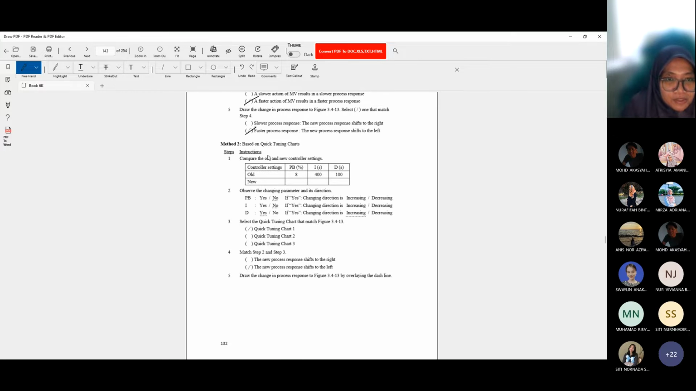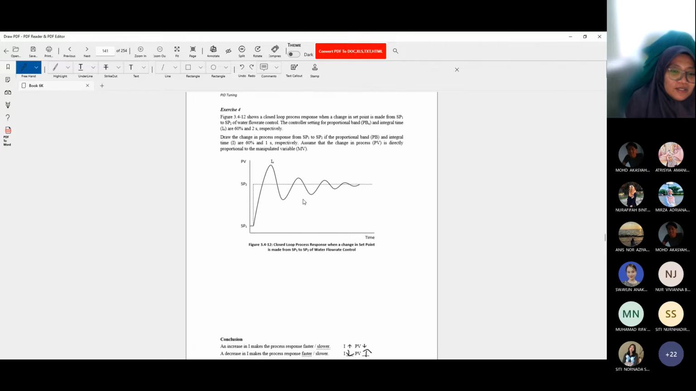Okay, so we do it based on the quick tuning chart now. Enter step number 1 again: 400, 150. So the same thing, PB no, I no, D yes. So direction is increasing. So which chart do you want to choose? Chart 1, 2 and 3? Same, right?